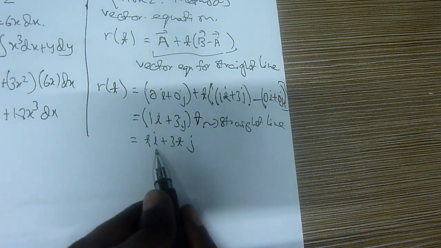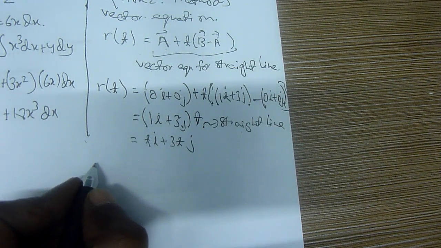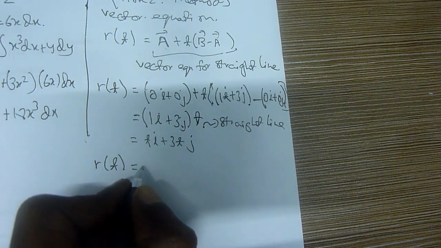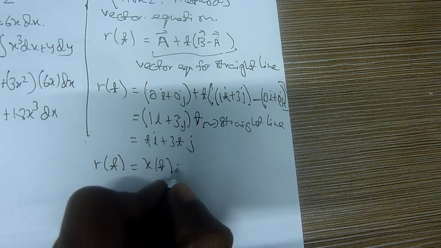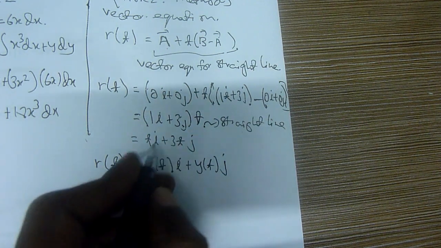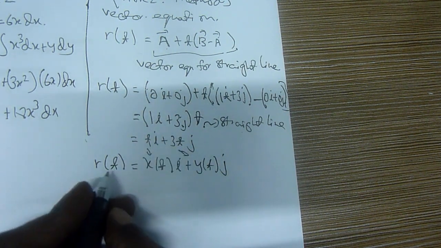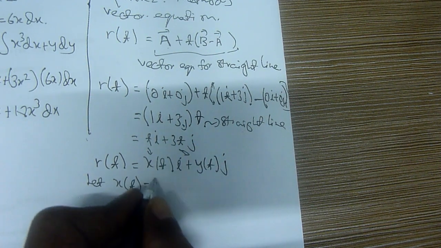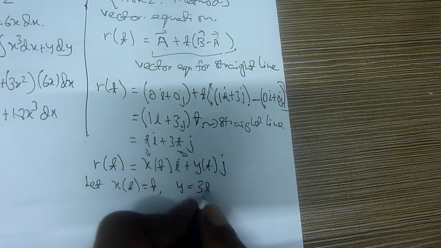Therefore, you can see the r(t). Earlier we started with x(t) i, y(t) j, right? Now we got the equation. Therefore let x(t) be t, y(t) be 3t^2.